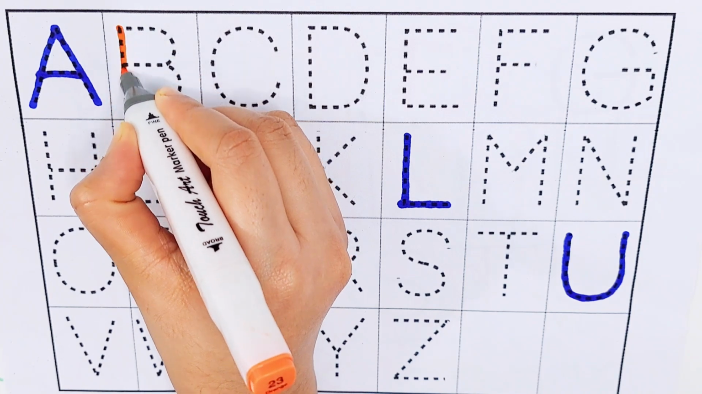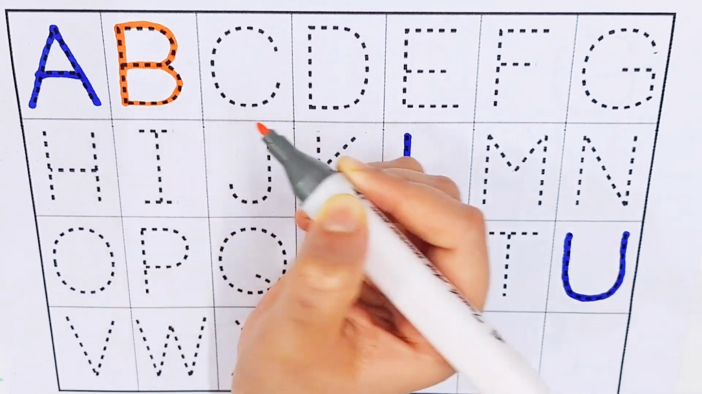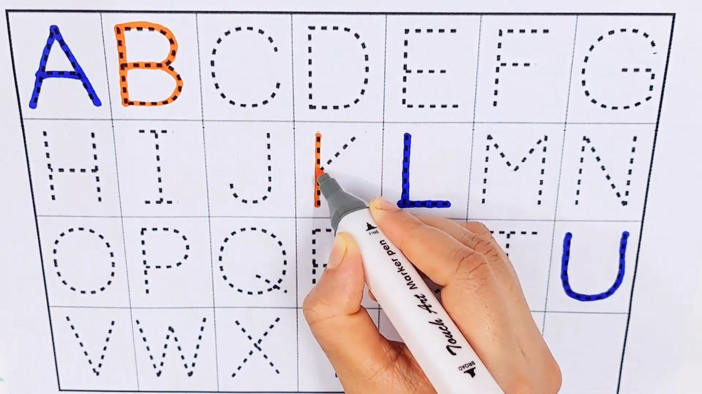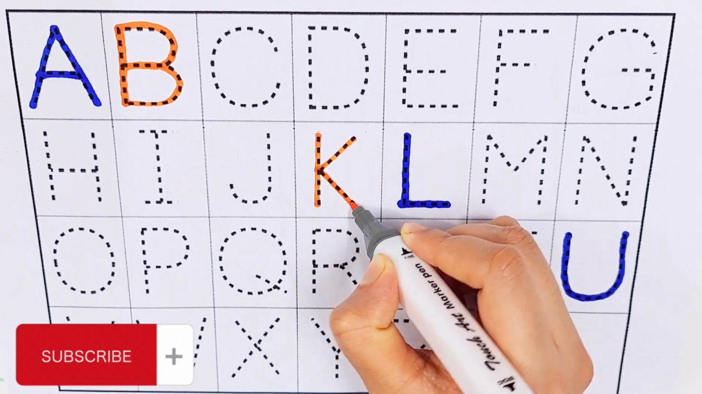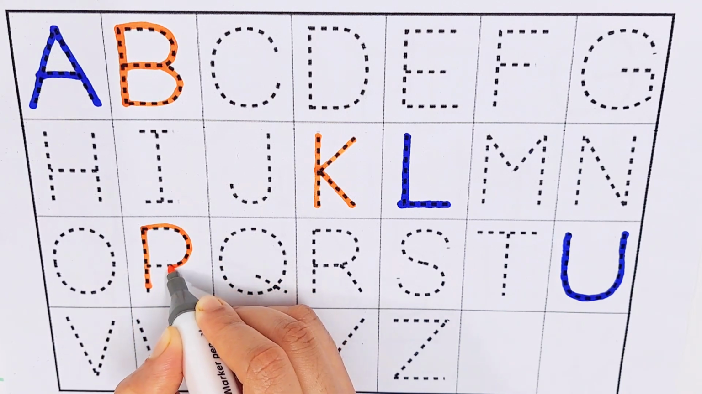Orange color. B for bus. K for kite. P for peacock.